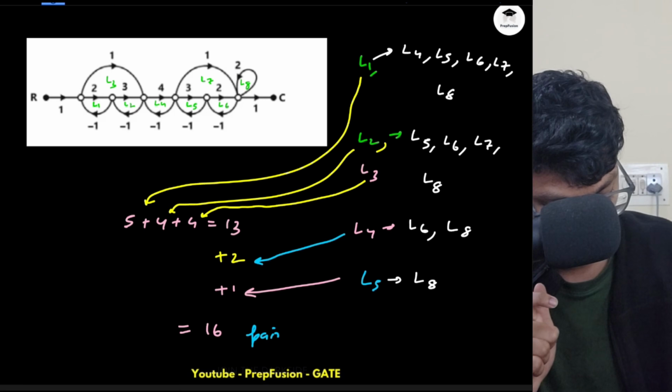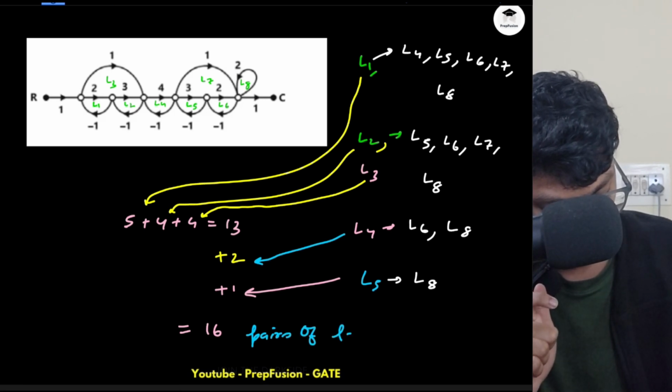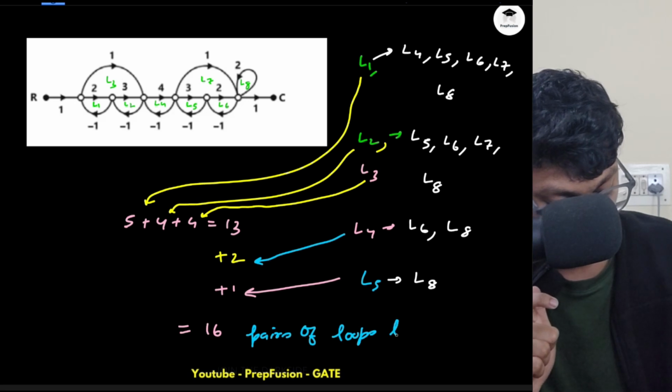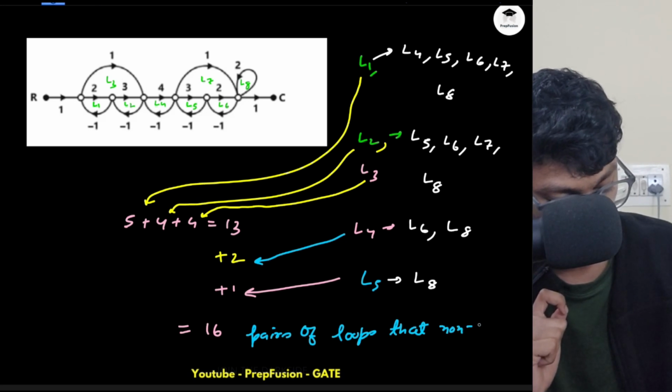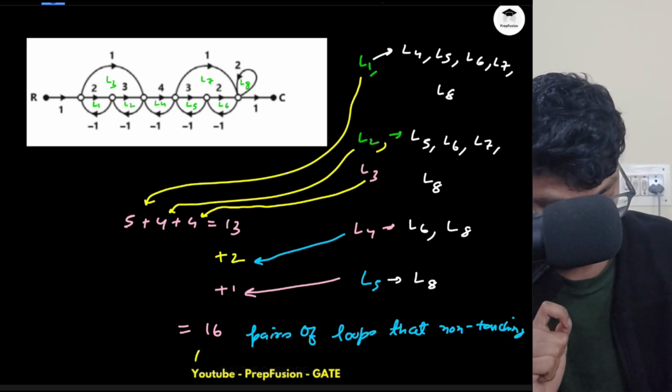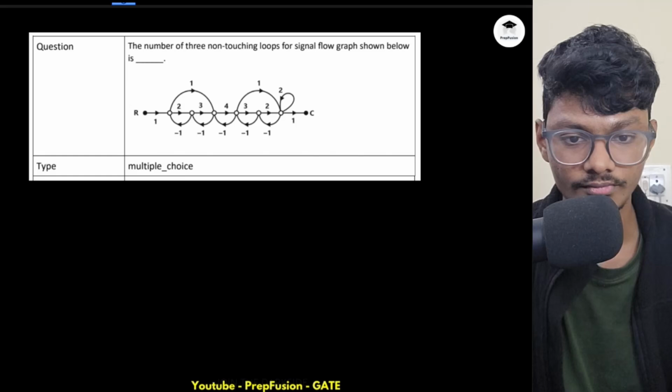16 pairs of loops that are non-touching or isolated. So 16 will be your answer to this question.